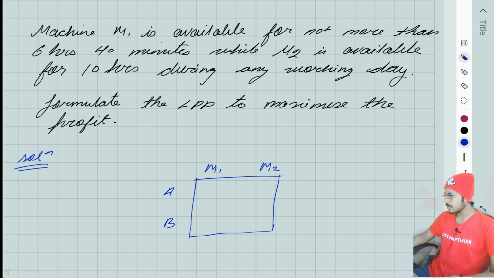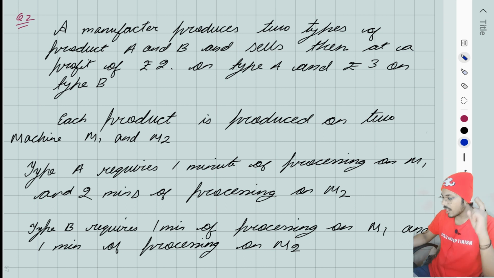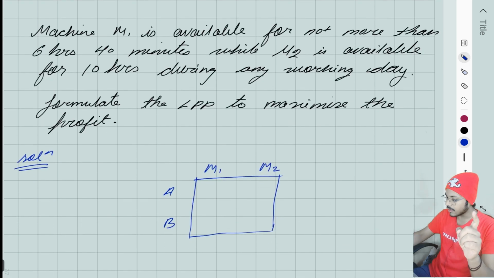So machine 1, okay, see here I am telling you, type A requires 1 minute of processing on M1 and 2 minutes of processing on M2. So what you will write in case of M1? 1 you will write, because it requires 1 minute of processing from M1 for A. So how much time it requires for M2? 2 minutes. So write here 2.